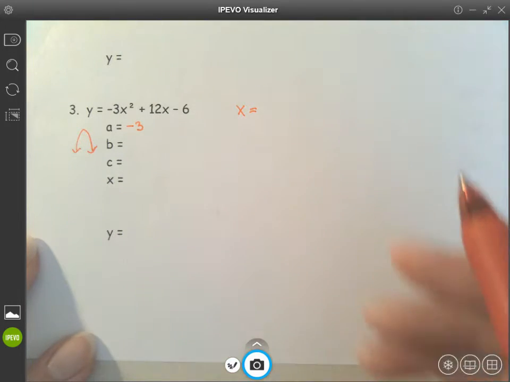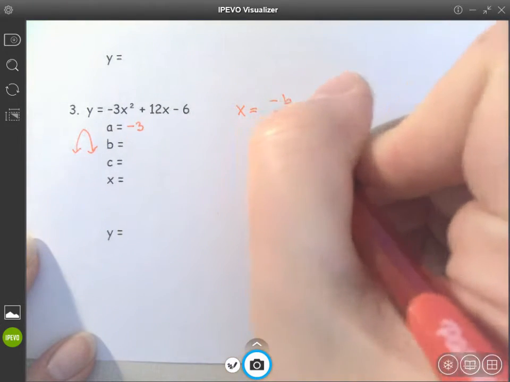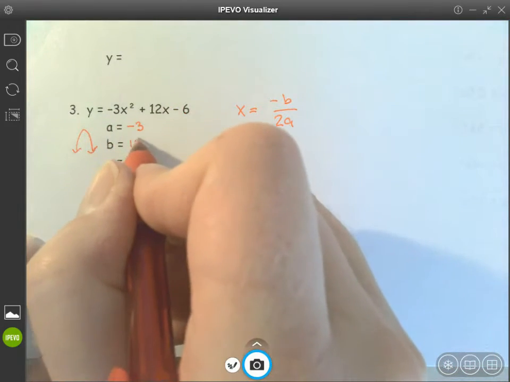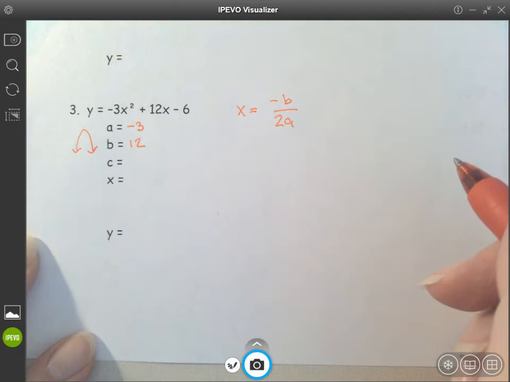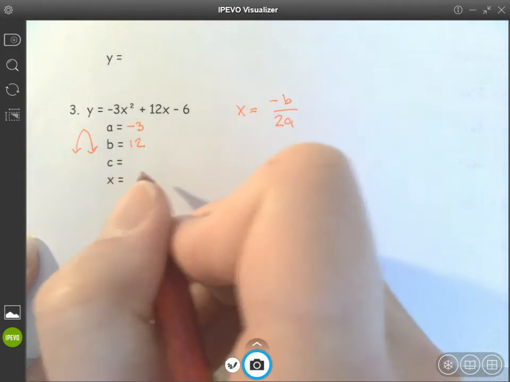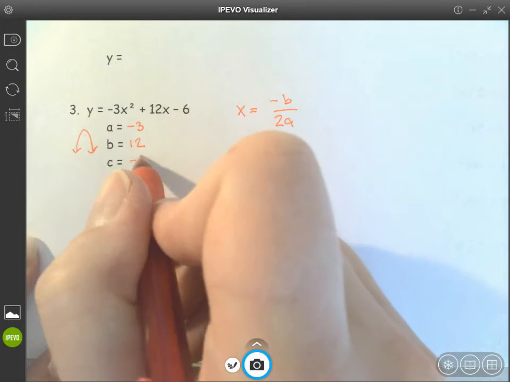All right, what's the b value? 12. Yep, b is paired with x. And what's the c value? Yes, the negative sign goes with it. Whatever sign's in front of the number sticks with it.